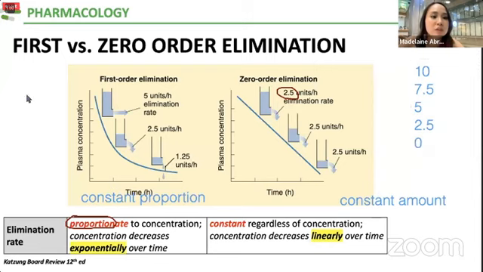Then, si first order, nag-start tayo ng 10. Kunyari, para maging half, 10, half ng 10 is 5. Half ng 5, 2.5. Half ng 2.5, galing nyo naman mag-math. So, 1.25. Half ng 1.25 is 0.625 and so on. Ayan, and so on. So, ibig sabihin, in first order, you don't reach 0.